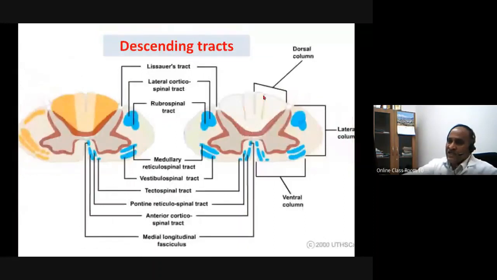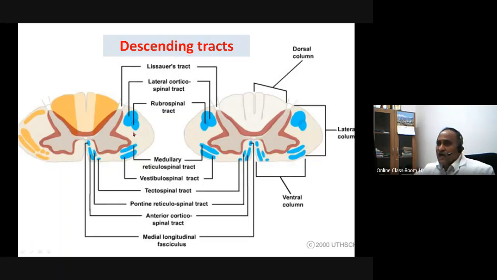Now, what are the descending tracts? That is going in this direction. The blue ones are the return direction. The return direction, the descending tracts, is Lissauer's tract that is sitting on the cap, the marginal nucleus. You can just see the marginal nucleus. Lissauer's tract only descends for a few segments, not for the entire segments.